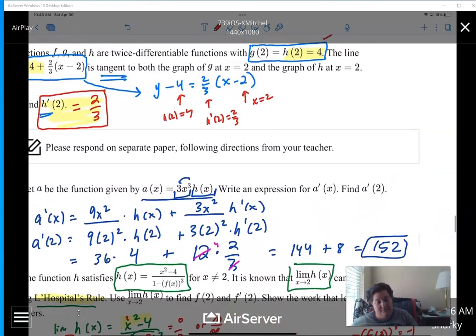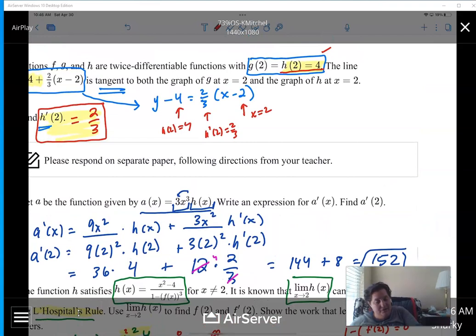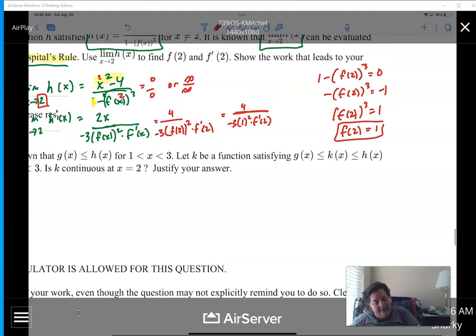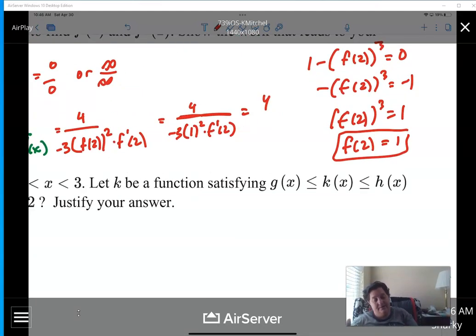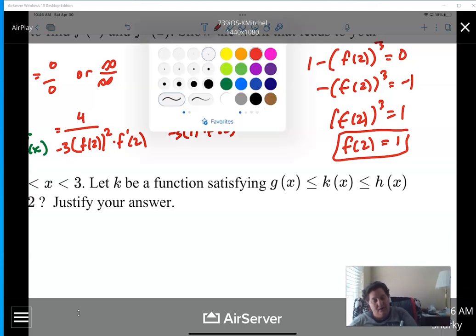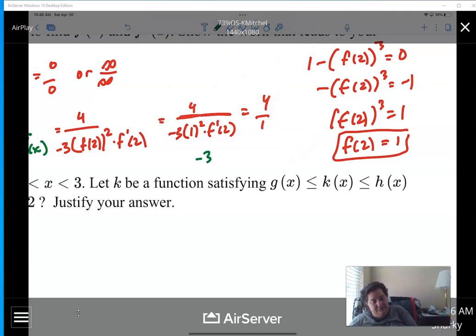Oh, and because it's twice differentiable, which means it's continuous, h of 2 is supposed to equal 4. Because it is continuous, you guys, the limit as x approaches 2 should also equal 4. That's what's going to make it continuous, is the limit and the point should equal each other. So that should equal 4. Okay, in order for that to equal 4, the bottom has to equal 1. Does that make sense? Like 4 over 1. So I'm going to work on the bottom now. I'm going to say, okay, negative 3 times 1 squared, f prime of 2 has to equal 1 for this to work out. So f prime of 2 has to equal negative 1/3.